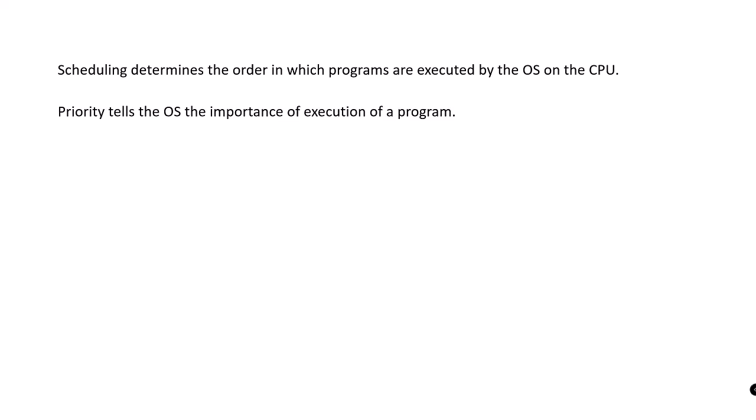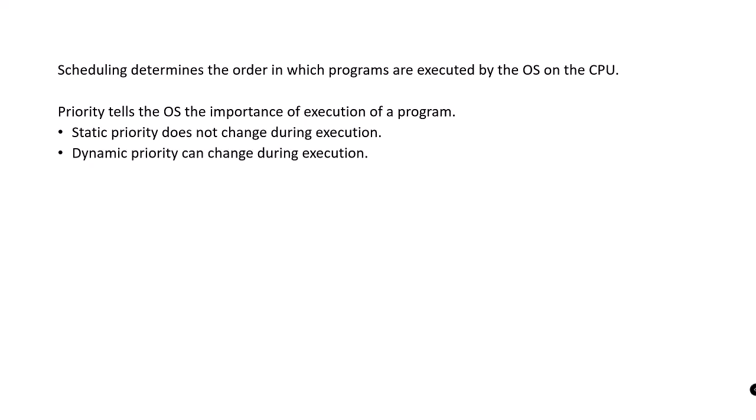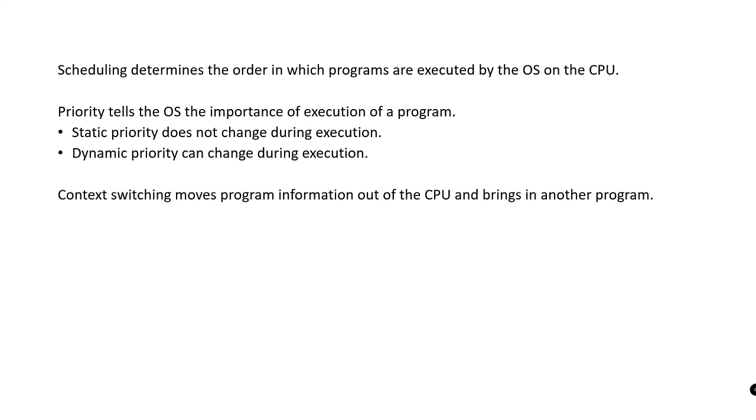Many operating systems use priorities to help determine which program will run next. A static priority or fixed priority system does not change the priority of a program during its execution. A dynamic priority system can change the priority of a program as it executes. The priority of a program could go up, making it more likely that it executes, or the priority could go down, meaning that it's less likely that it will execute.